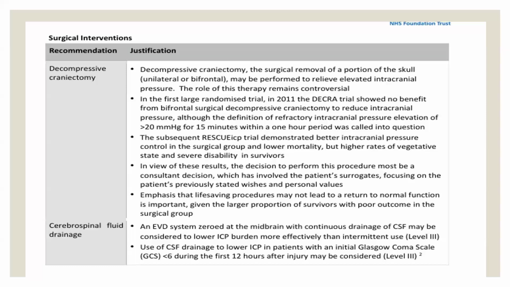The first large randomized trial in 2011, the DECRA trial, showed no benefit from bifrontal surgical decompressive craniotomy to reduce intracranial pressure, although the definition of refractory intracranial pressure elevation was more than 20 mmHg for 15 minutes within a 1 hour period. The subsequent RESCUEicp trial demonstrated better intracranial pressure control in the surgical group and lower mortality, but high rates of vegetative state and severe disability in survivors.